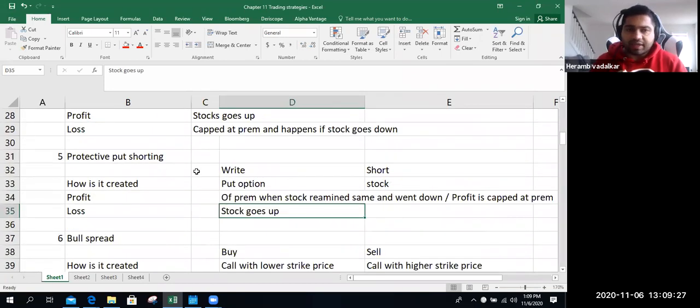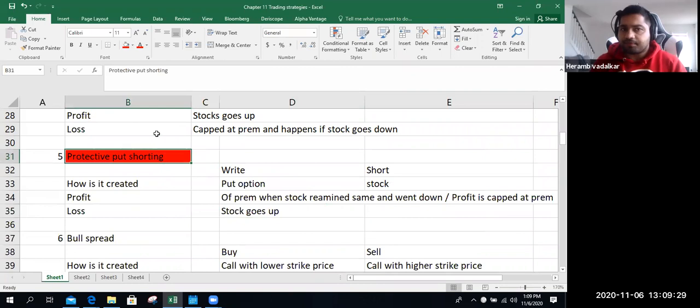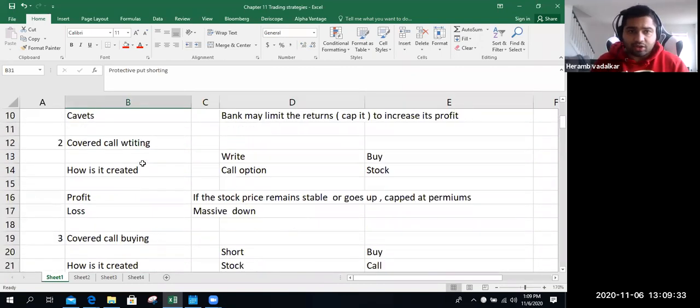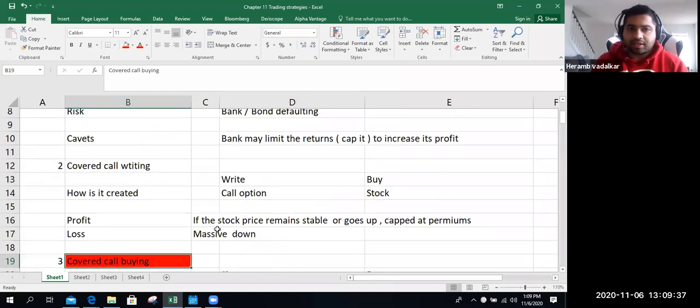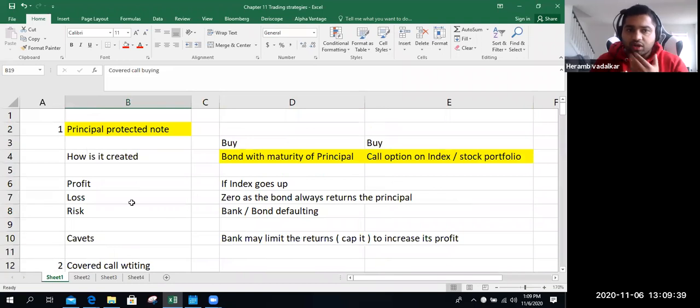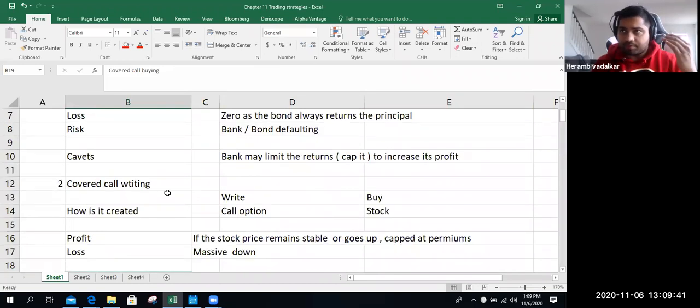So effectively, no one does this strategy because it doesn't make sense, and no one does covered call buying. In real life, you generally do covered call writing because you have the stock, you rent it out and you collect a premium, right? So if you have some stock and the company is currently not in a good position, but you don't want to sell it because you can see a turnaround, right?